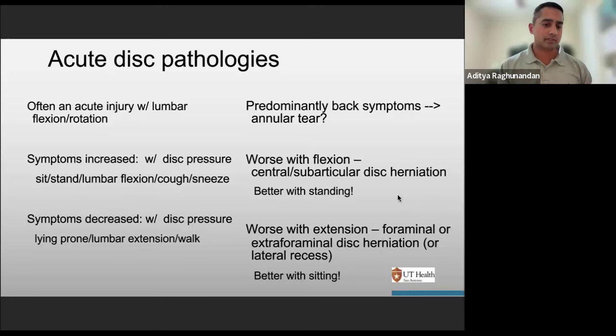These tend to be better with standing, but worse with flexion. It is also worse with increasing disc pressure, so things like sitting, coughing, sneezing, going to the bathroom, defecating can aggravate these symptoms. You can also get pain with extension if it's more in the foraminal or extraforaminal zone. That is actually worse with extension and better with flexion because you're decreasing the force on the disc.